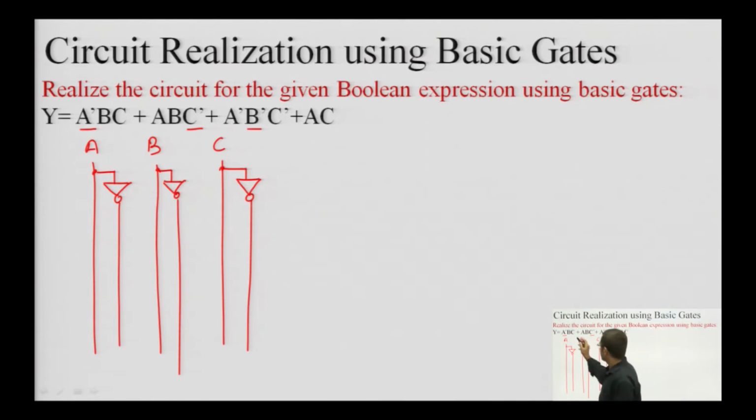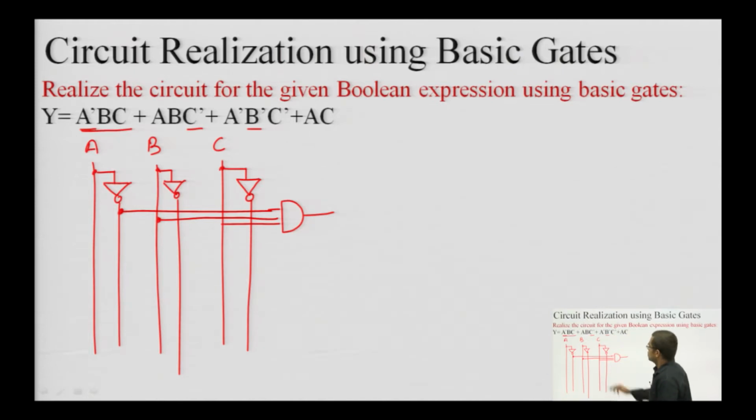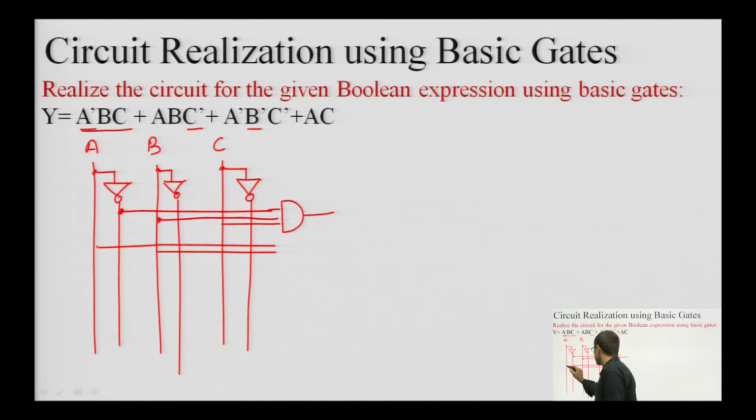Now, I have to prepare the first product A bar, B, C. So, this is A bar, this is B and this is C. These 3 terms can be multiplied with the help of an AND gate. Similarly, the next product is the product of A, B and C bar. So, this is A, this is B and C bar will be taken from here. So, this generates my second product.